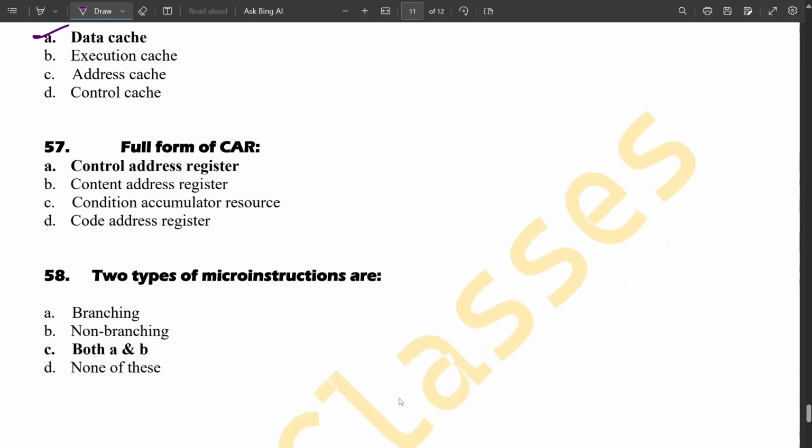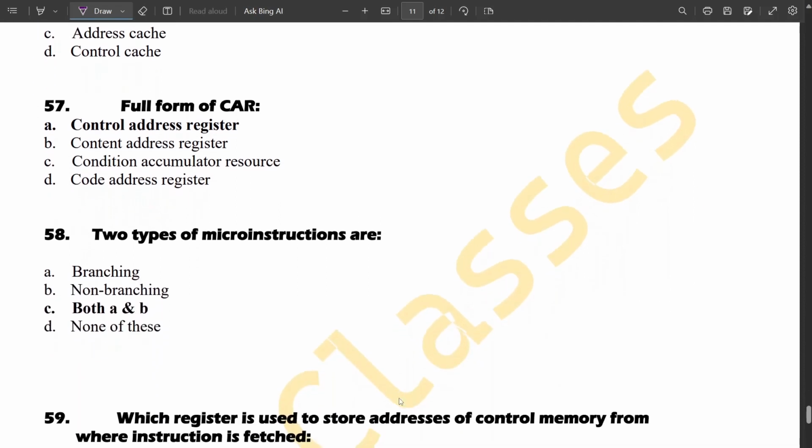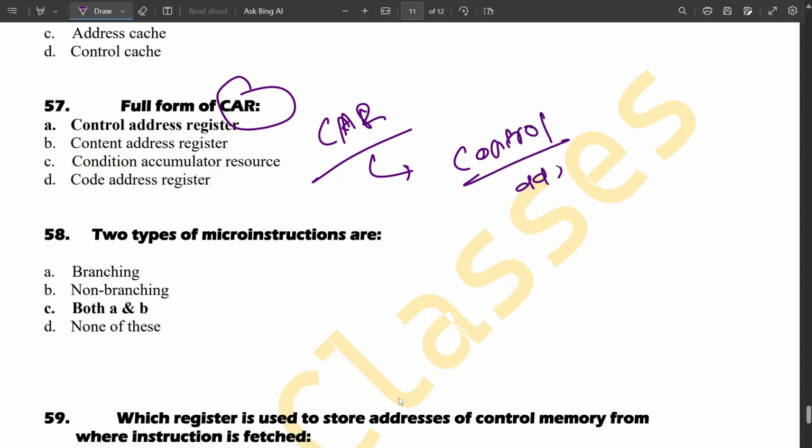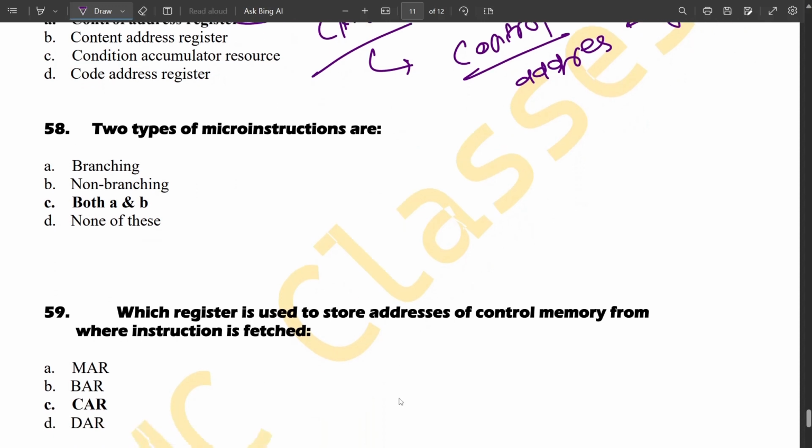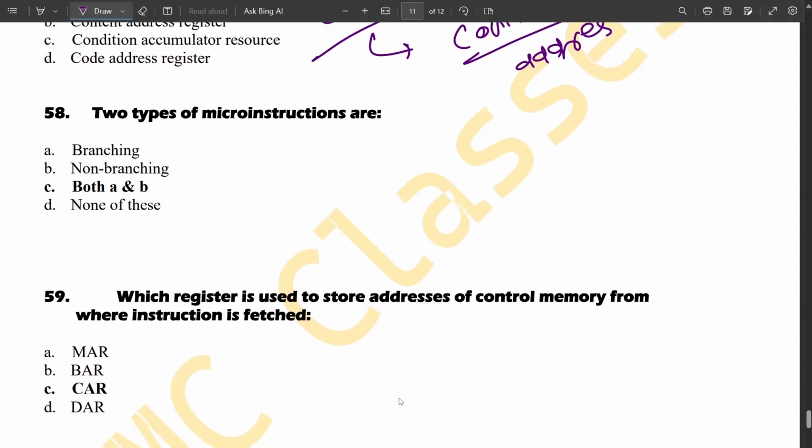Full form of CAR. This is not that car which goes on road. This is a different CAR. The full form of this is control address register. This is a register. Next, two types of micro instruction are first branching, second non-branching. So option number C is correct, A and B. These are the two types of micro operations.